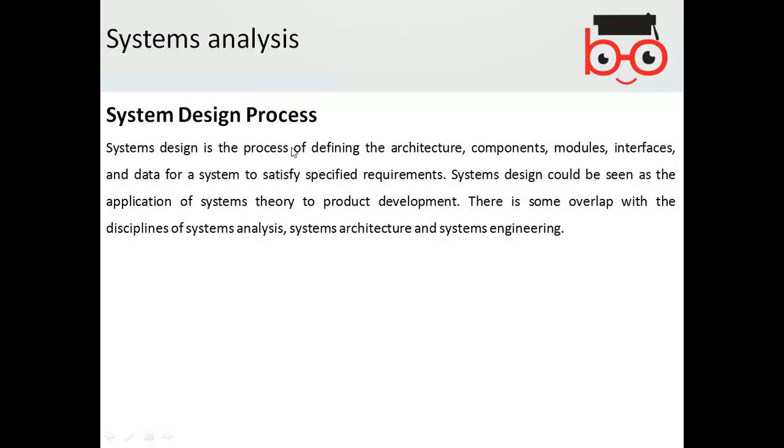System design itself is the process of defining the architecture, components, modules, interfaces, and data for a system to satisfy the specified requirements. System design could be seen as the application of systems theory to product development. There is some overlap with the disciplines of system analysis, system architecture, and system engineering. So overall, system design includes the architecture, components, modules, and interfaces individually.